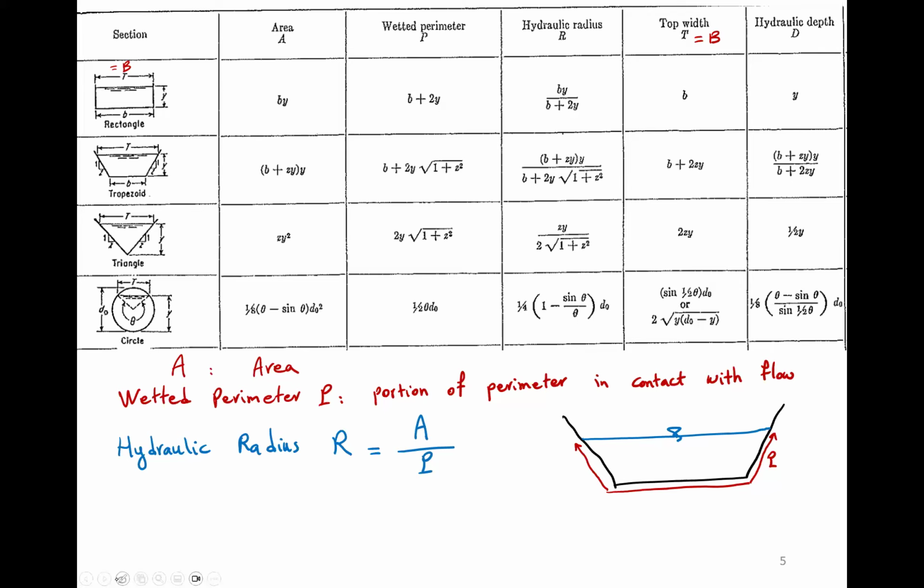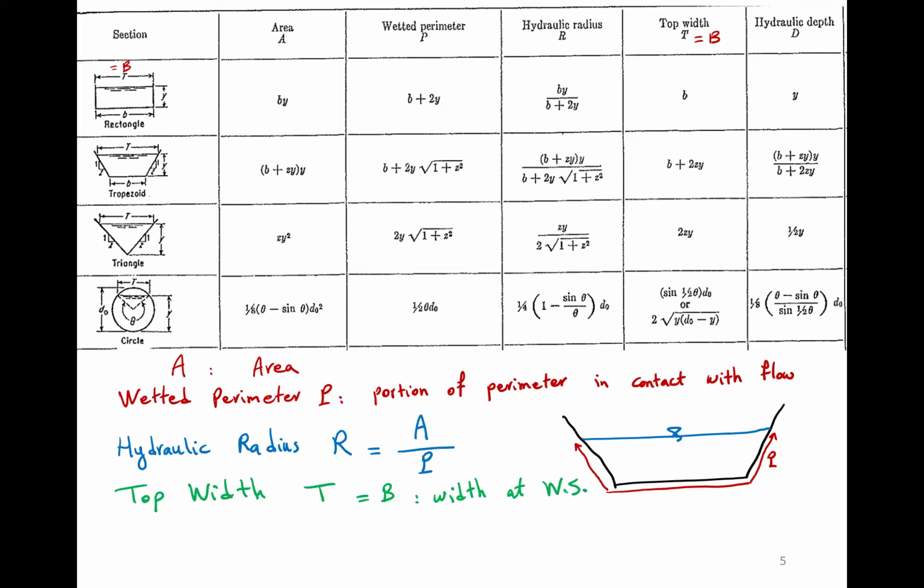Then we have the top width. Again, typically we use capital T, or sometimes capital B, depending on the reference, but the idea is the same. And this is the width at the water surface.